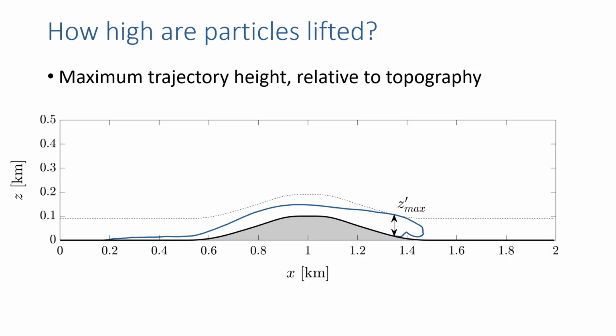Moving forward into statistics, we are specifically interested in how high all of these trajectories reach by looking at their maximum height relative to the topography, in this case Z prime max. We will be looking at probability distributions due to the large number of simulated particles, where in each case we simulated more than 1 million particles.